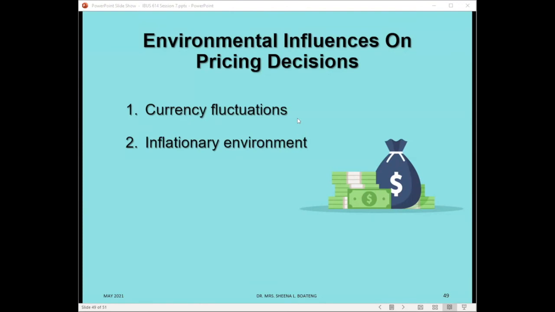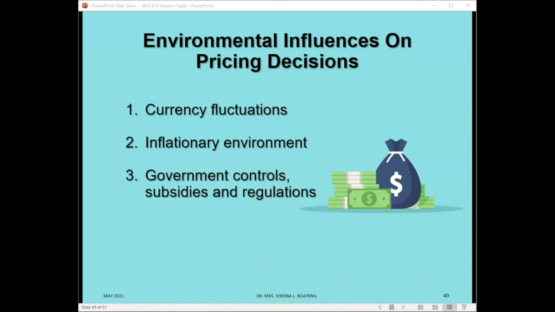Also, the inflationary environment in the market. Inflation, we all know, affects the value of money. So if there's a high level of inflation in this market, it will definitely determine where you choose to peg the price of the product or service that you are selling in this market to be able to ensure that you account for the inflationary conditions in that environment.